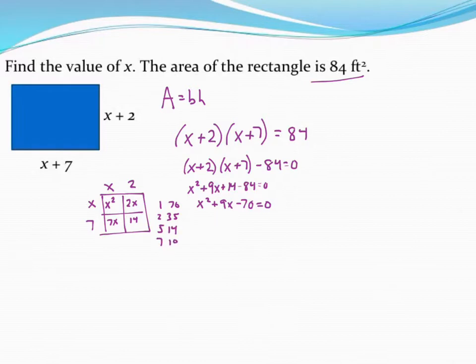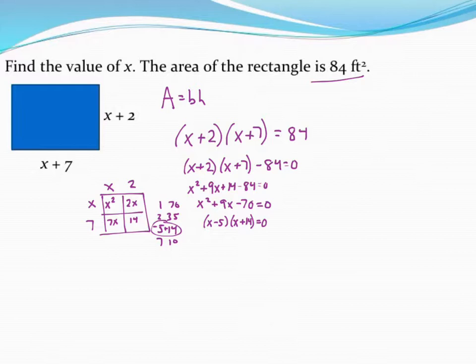Knowing that one of my signs is positive, one sign's negative, I'm thinking that a negative 5 and a positive 14 would be a good combination to pick. So I'll factor this as x minus 5 and then x plus 14. Okay, and since I'm equal to 0, now finally I can go ahead and solve this one. I couldn't solve from the beginning because I wasn't equal to 0.